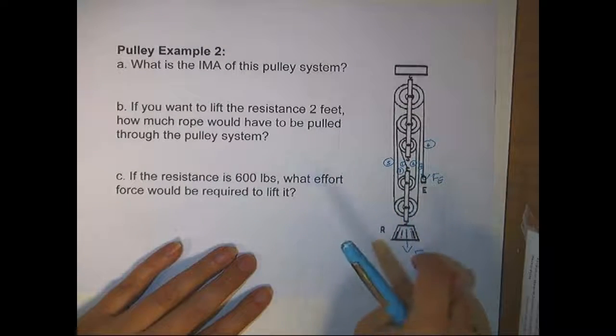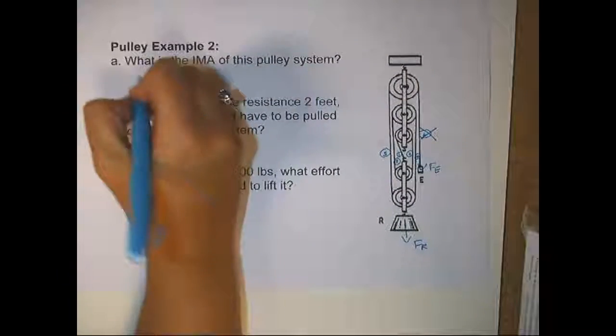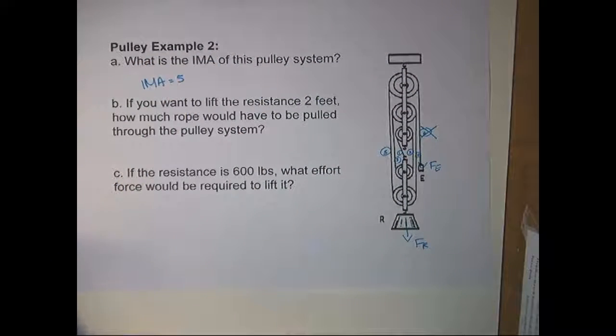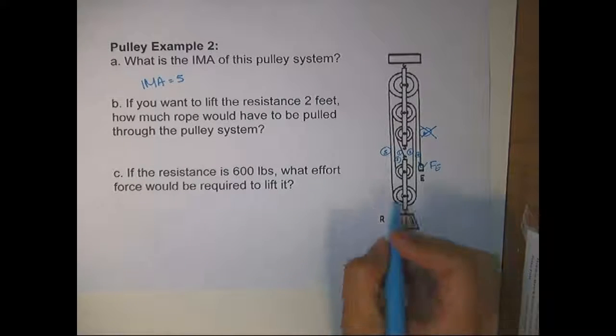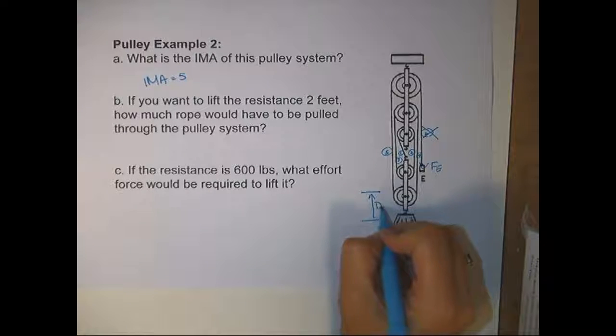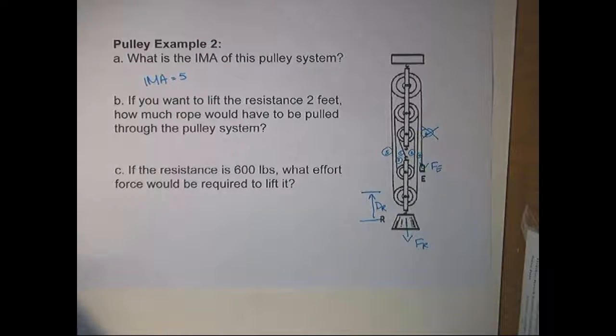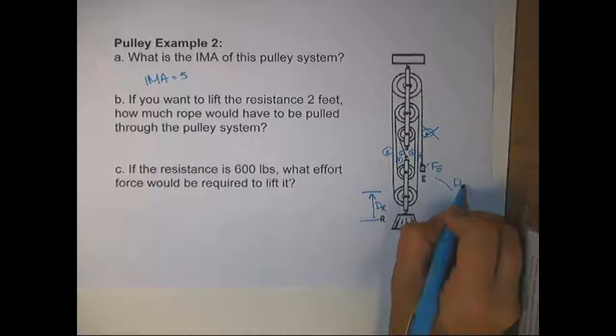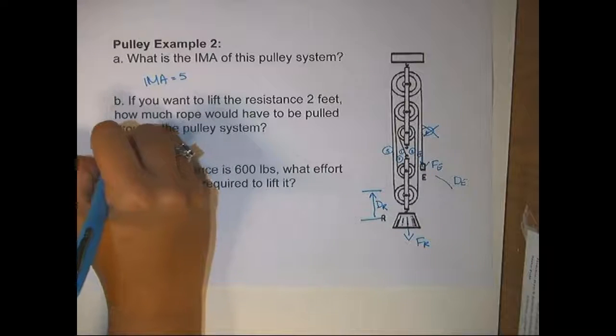This effort's going the same direction as the load, so I don't count that. So IMA equals 5. If you want to lift the resistance 2 feet, so I want this to go up 2 feet, that's going to be DR. How much rope would I have to pull out? So it's asking me what is my DE.